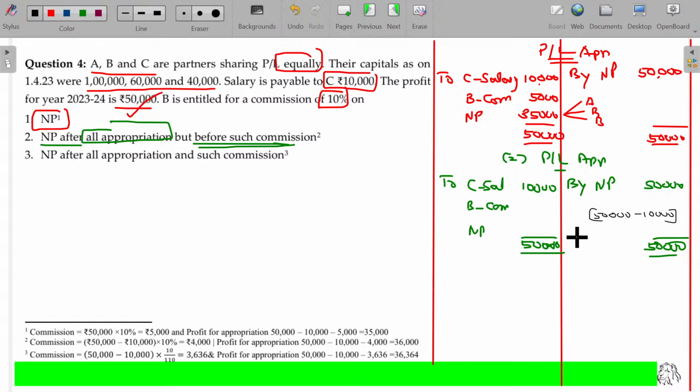Okay. I have not subtracted the commission. On this value, 10% will be given as a commission to the partner. What's that? 4,000 rupees. Balance 36,000 should be shared among the three partners. Scenario 2. Let's go for scenario 3.